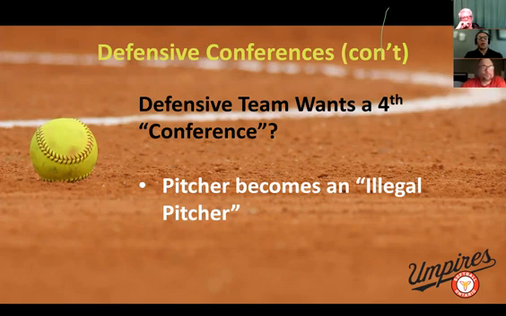And this also applies in extra innings. They get 1 conference, but now if there's going to be a second visit to the pitcher, the pitcher is certainly going to get changed, and every pitcher thereon in during that inning.